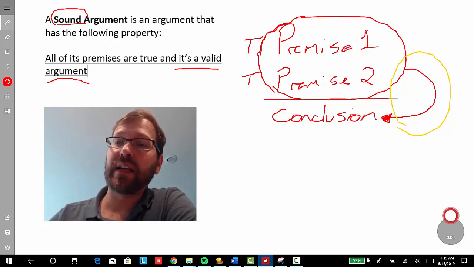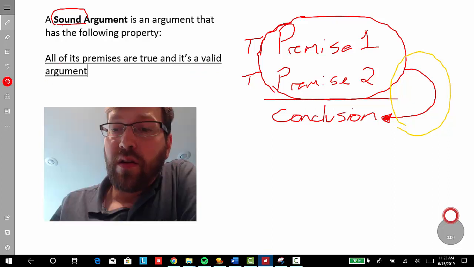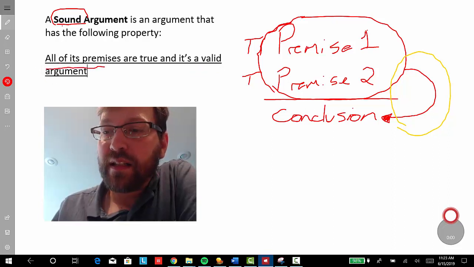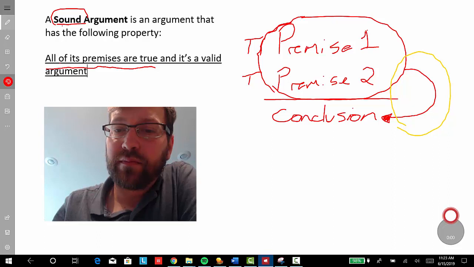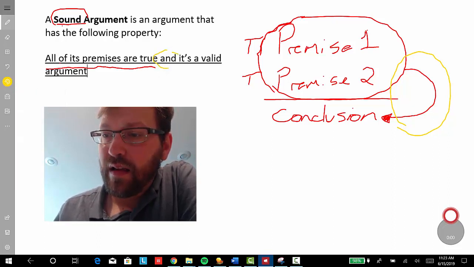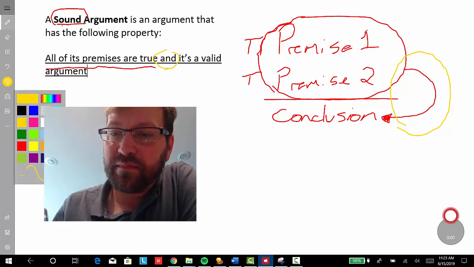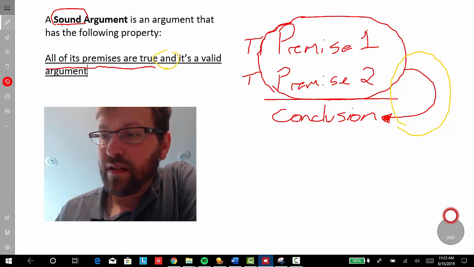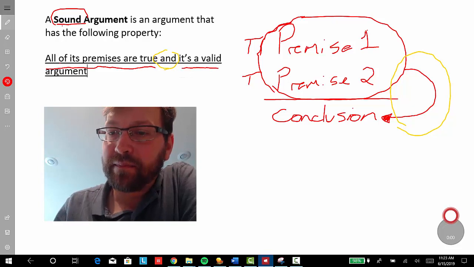So for a sound argument, it's got to have two properties, and it's got to have both of these. All of its premises need to be true, and it needs to be a valid argument.